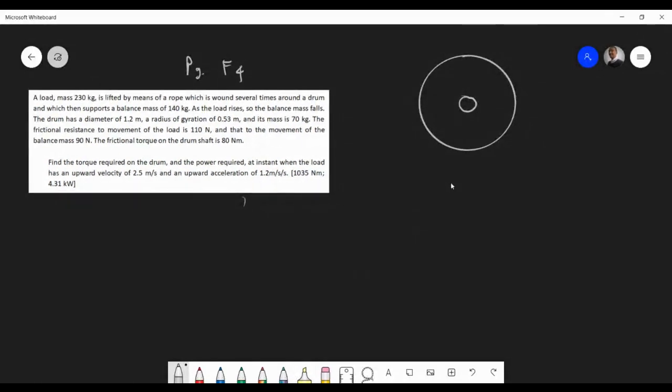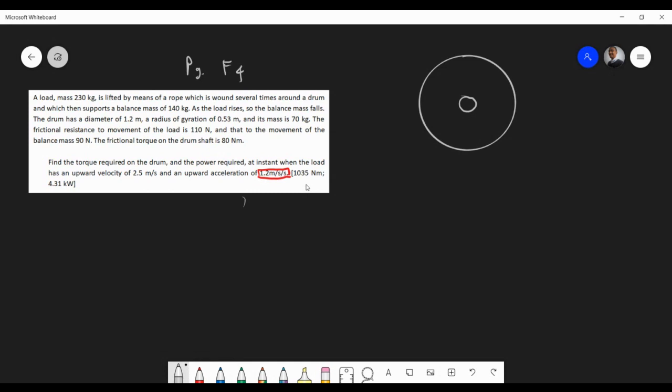So the objective is to find the torque required on the drum and the power required at the instant when the load has an upward velocity of 2.5 meters per second and an upward acceleration of 1.2 meters per second squared. So this is the important part, right? Worry about that for now. So this is accelerating at 1.2 meters per second squared.